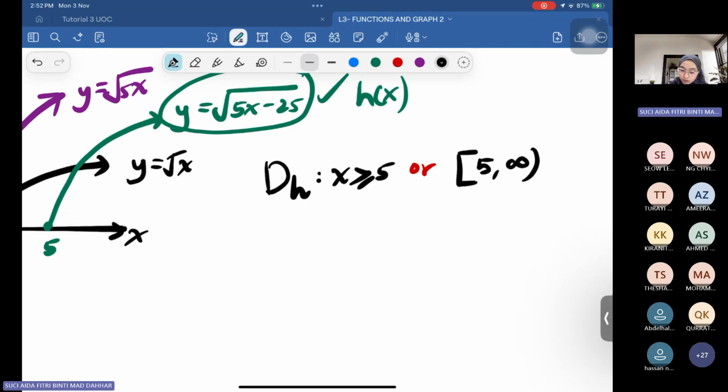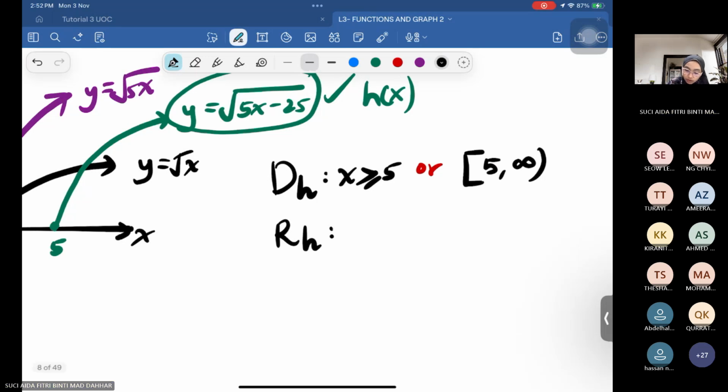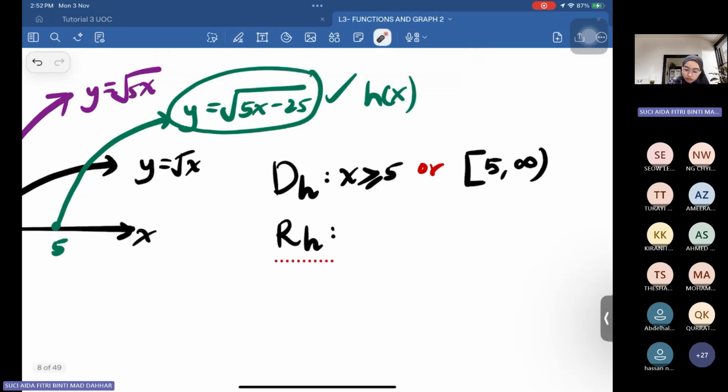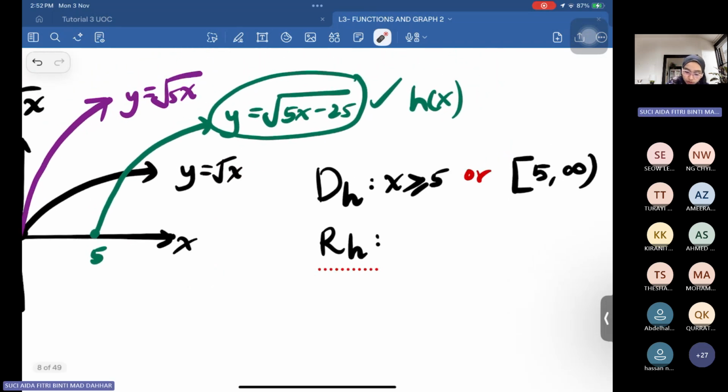Okay? How about the range, class? What is the range of your h function, the green graph? You have to do vertical scanning. Is there any lowest point? Because I have an arrow, that means this goes up without stopping. So we won't have a maximum point. There's no upper limit, but we do have a lower limit. This is the lowest possible.